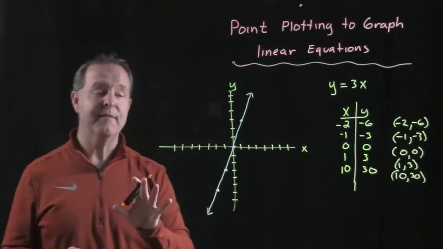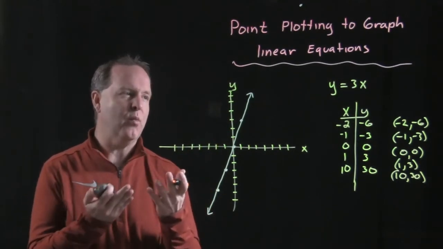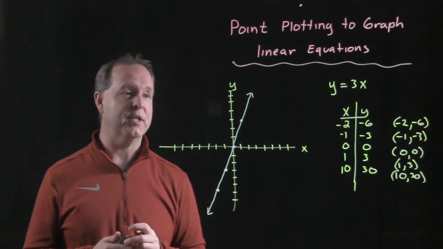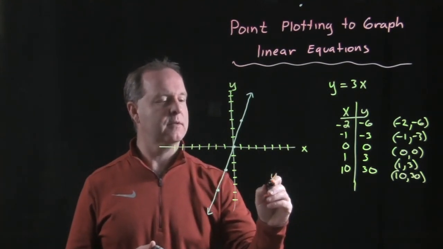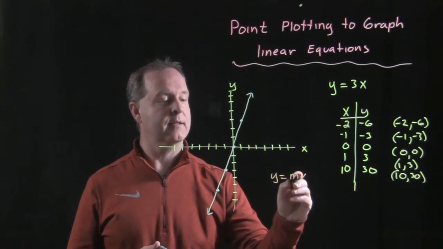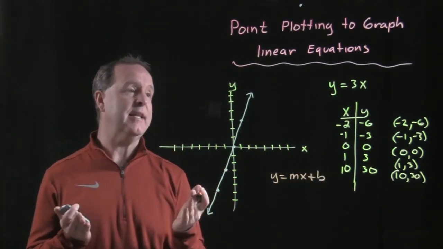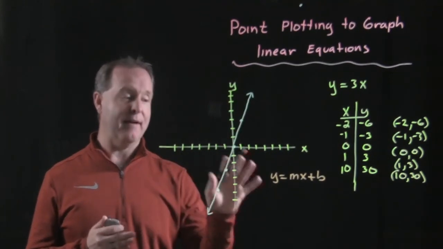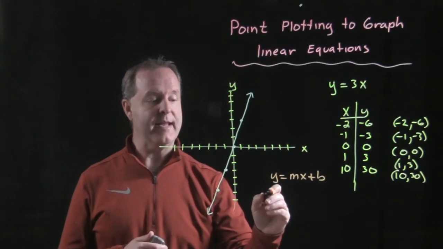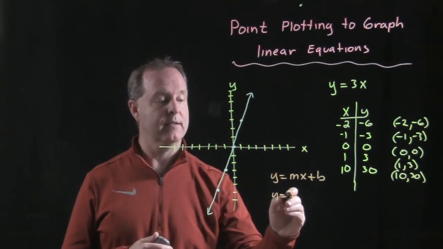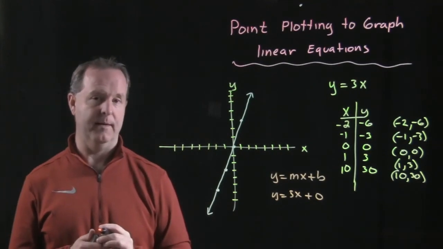Now, by way of an extended example of what we've just done, I want to introduce to you what we call the standard form of the equation of a line. And that standard form is y equals mx plus b, where every linear equation can fall in that format. So for example, y equals 3x equals y equals 3x plus 0. There's no b value on that one.